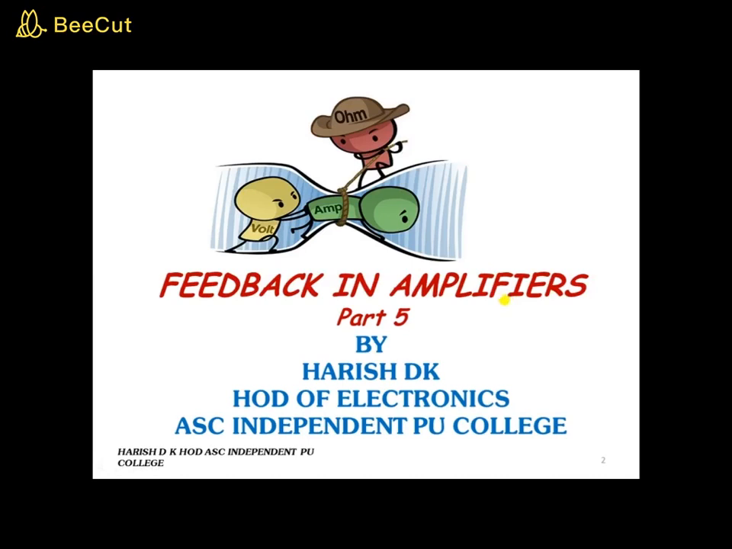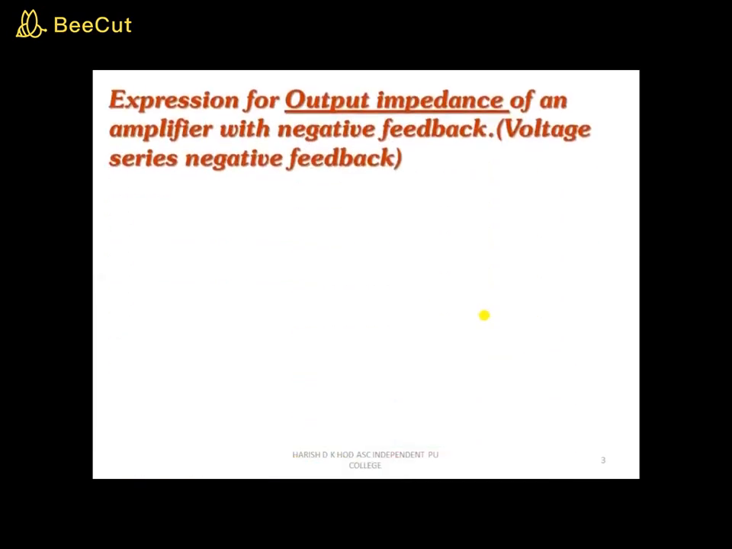So let's not waste time. Straight away we proceed with the derivation. Let us derive an expression for output impedance of an amplifier with negative feedback. As I told in the previous video, whenever I use the word negative feedback, by default it is voltage series negative feedback. Now let's continue with the expression for output impedance.